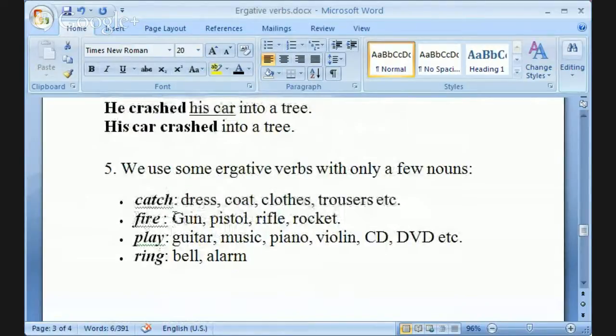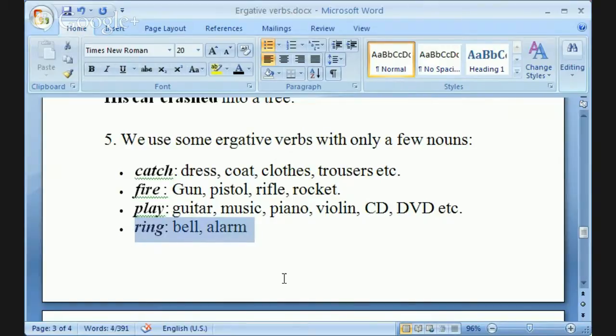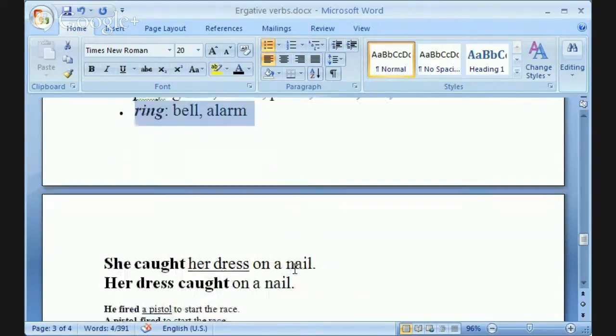Okay, "fire" with gun, pistol, rifle. He fired the rifle. The rifle fired. "Play" with musical instruments or CDs or MP3s, whatever. He played the guitar. The guitar played quietly. All right, very common to use in transitive or intransitive form. He rang the bell. Or the bell rang. Very common to hear intransitive forms of that. The bell rang at 3 o'clock, for example.